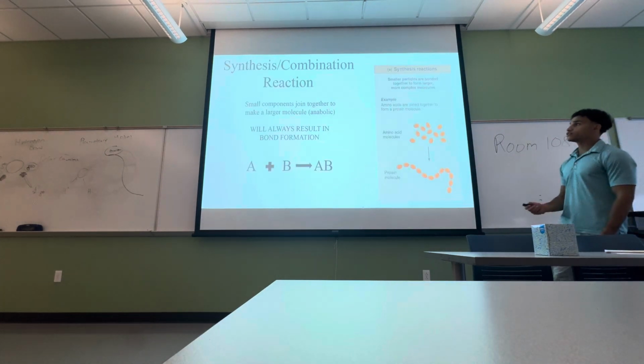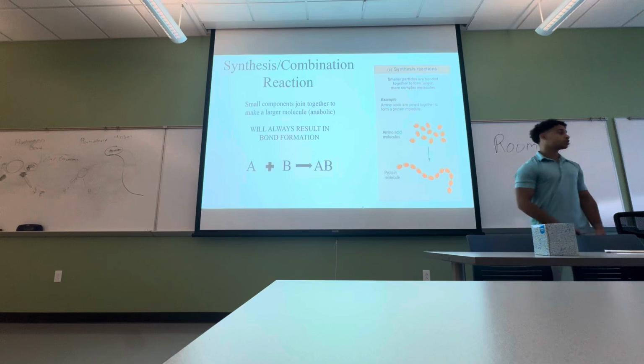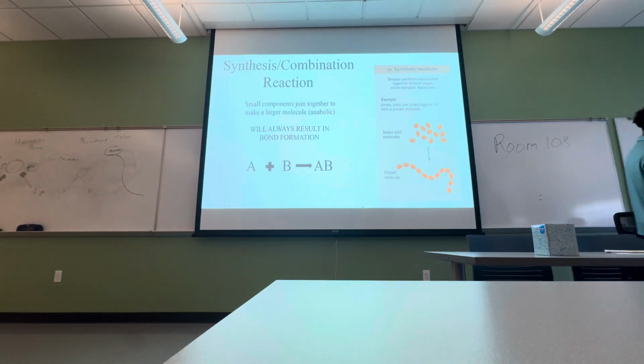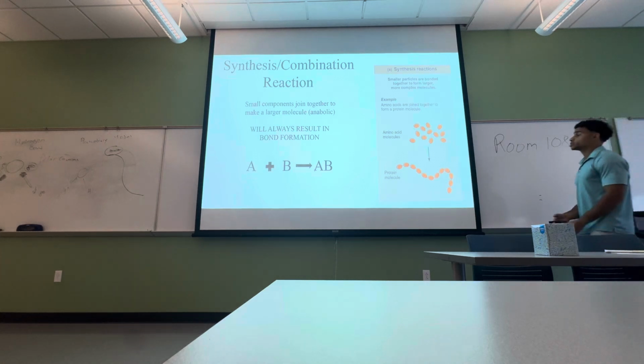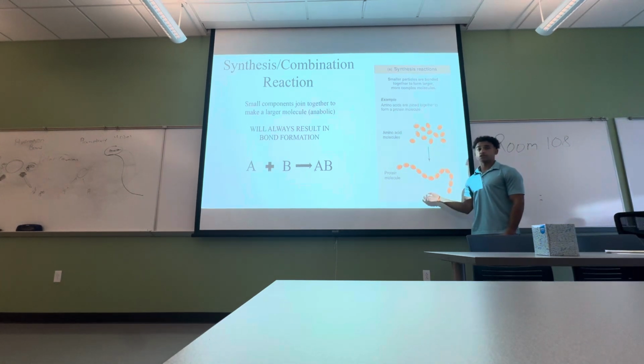The first one is called a synthesis reaction. It's pretty simple to understand. It's also called a combination reaction. This is considered anabolic, and this will always result in a bond formation. Always. So this is the typical A plus B equals AB. Now, something we'll learn is that the primary example of this is amino acids making a protein.